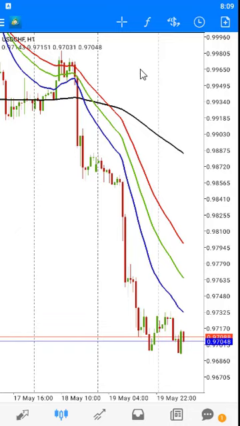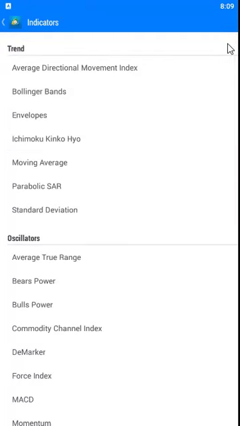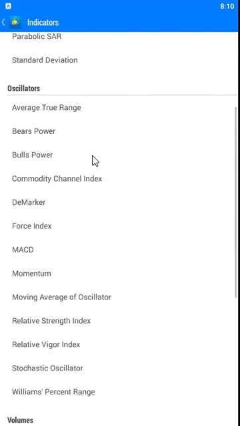Okay, so follow me again. So you click on this F here. As you can see, you click on the F here. We are still on the chart area. Then you click on this F with the plus. Then right now you carefully look for MACD. So you go down. It is under these oscillators, as you can see, MACD.